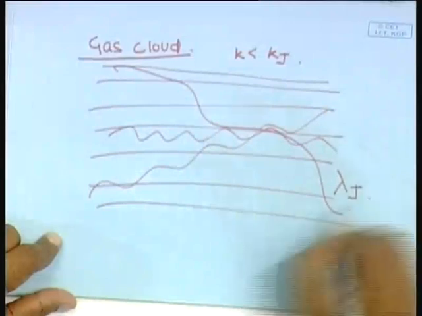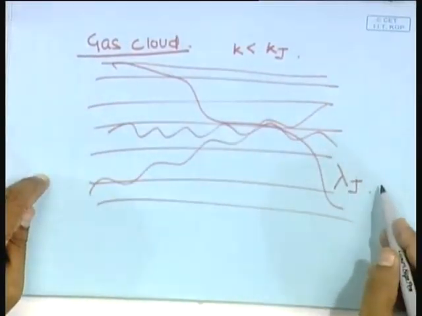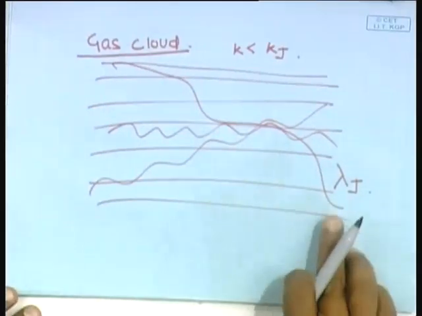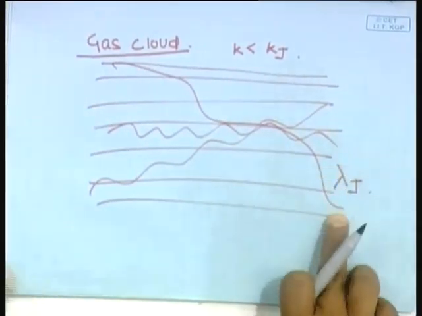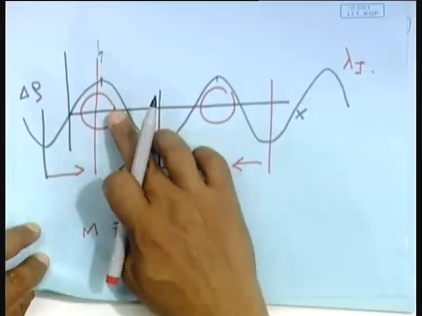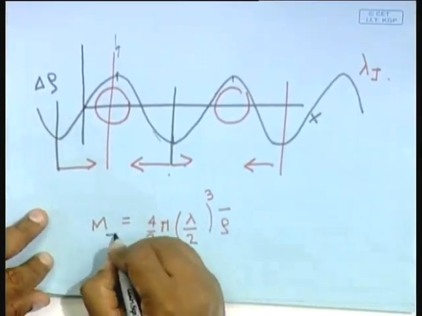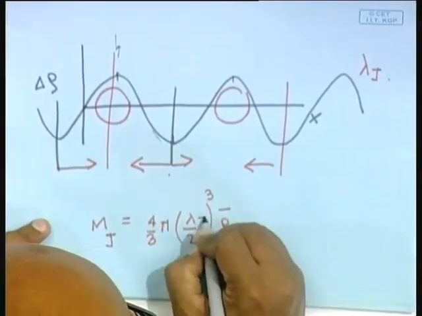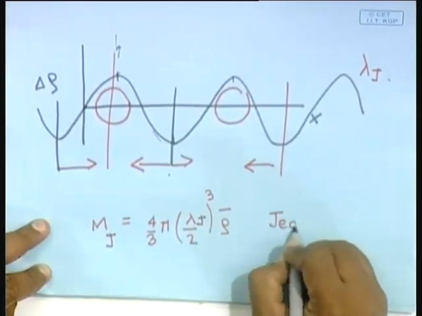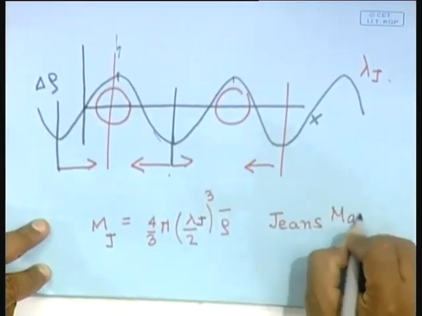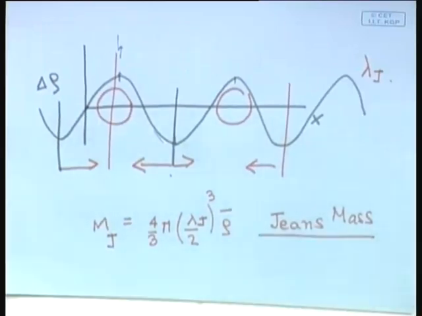Very small wavelength fluctuations don't collapse. The smallest wavelength fluctuation that collapses is essentially the Jeans wavelength lambda J. Larger wavelength fluctuations are also going to collapse. The mass we have seen of the collapsed object is proportional to the wavelength cubed. So the smallest mass fragment that is going to form is called the Jeans mass. This is the mass corresponding to the Jeans length scale, the mass of the collapsed object, and this is the smallest fragment.